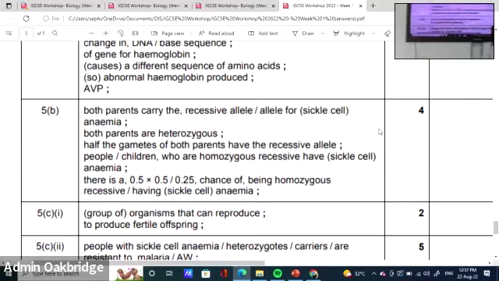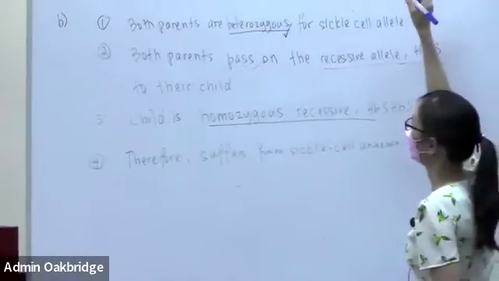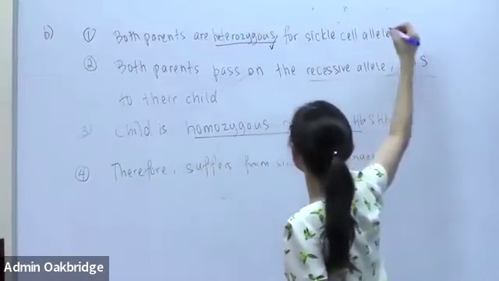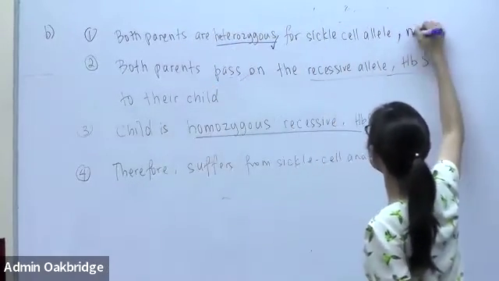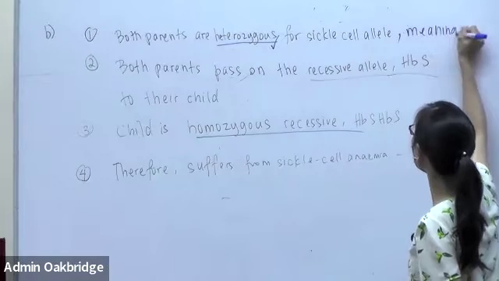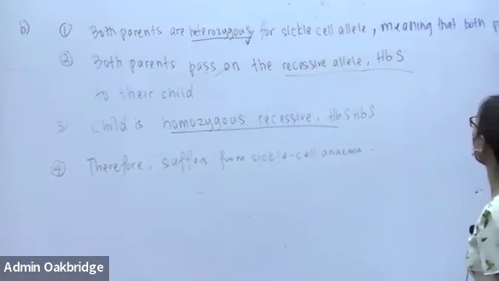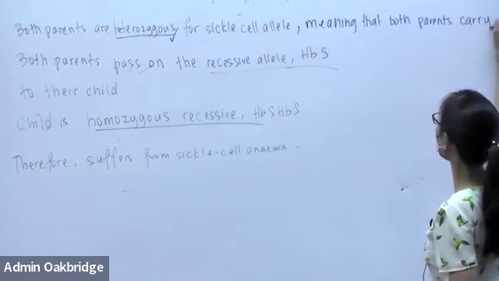So how do we mark for this answer? Both parents are heterozygous. Okay, and then we should add in both parents for the sickle cell allele, meaning that both parents carry, they are carriers.